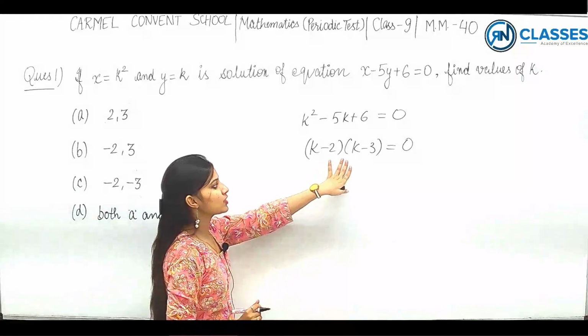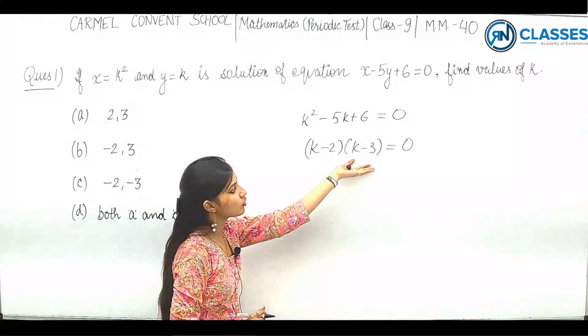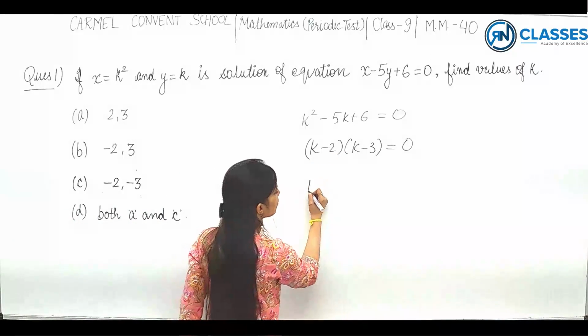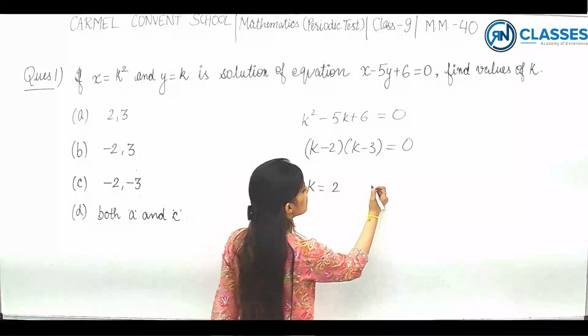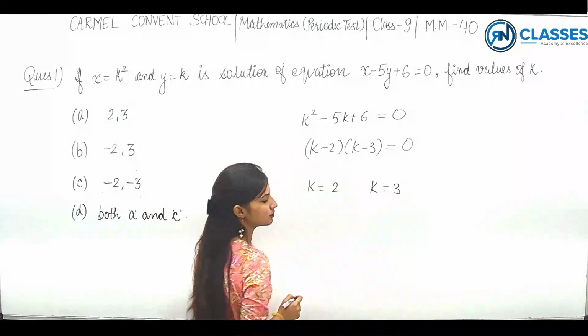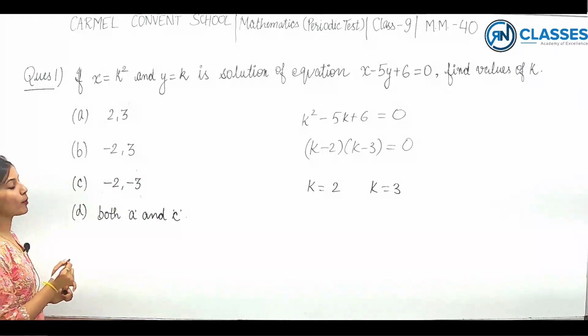So if the product of these two things is 0, then either this is 0 or this is 0. If this is 0, then k is equal to 2, and if this is 0, then k is equal to 3. So the values of k are 2 and 3, that is option A.